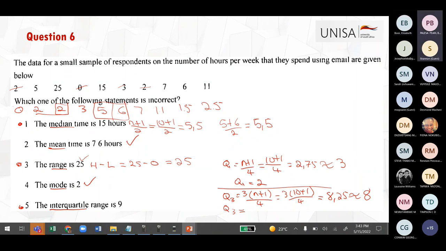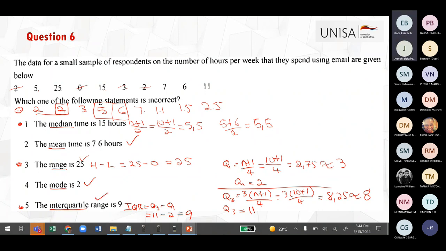1, 2, 3, 4, 5, 6. I'm counting on the wrong one. 1, 2, 3, 4, 5, 6, 7, 8. It's 11. Yes. Oh, yeah. Why am I putting 18? 11. So therefore, our interquartile range IQR is given by Q3 minus Q1, not the position, but the value. So which is 11 minus 2, which is equal to 9, which is correct.